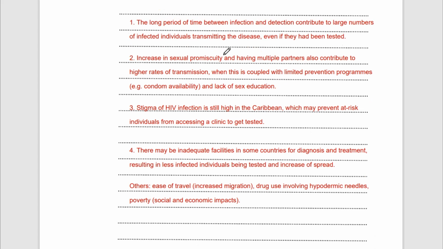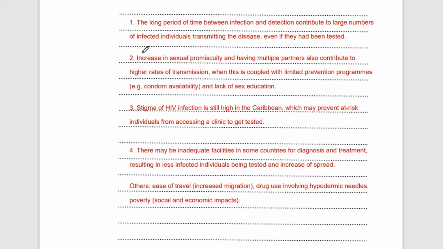A common example of this would be the window, the time between infection and detection, which is quite large. It could be several months before you actually know that you have HIV. So if you get tested in January and you have sex throughout February and March, you might not know you have HIV until April, and by then you could infect a host of other people. So the long period of time between infection and detection contributes to large numbers of infected individuals transmitting the disease, even if they have been tested.